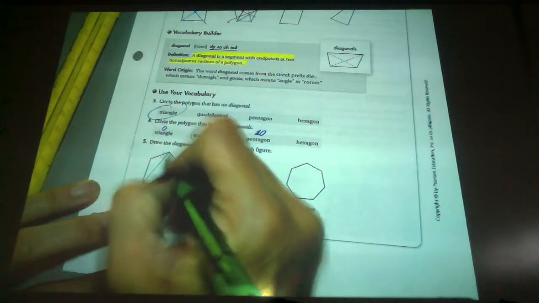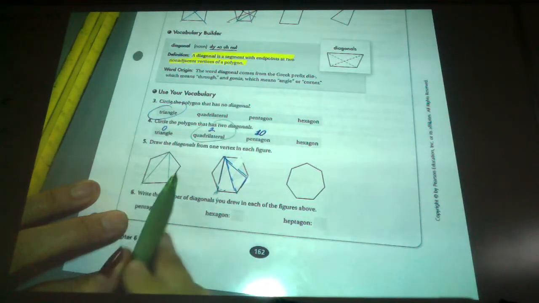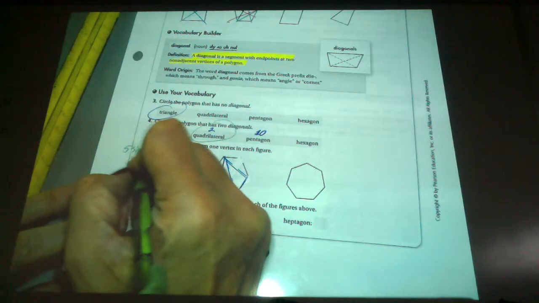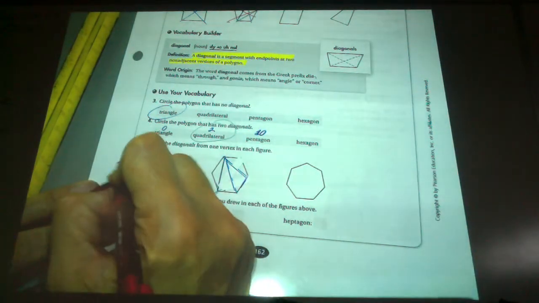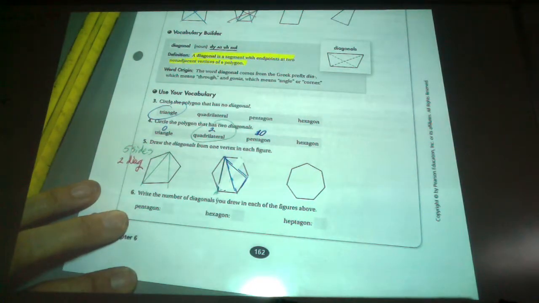So this one had 2. How many? This was how many sides? The first one. How many sides? 5 sides. And then it had 2 diagonals from each vertex. So 5 sides, 2 diagonals.